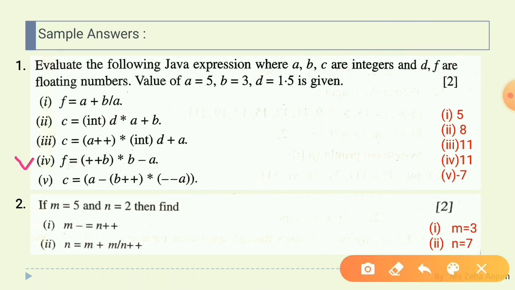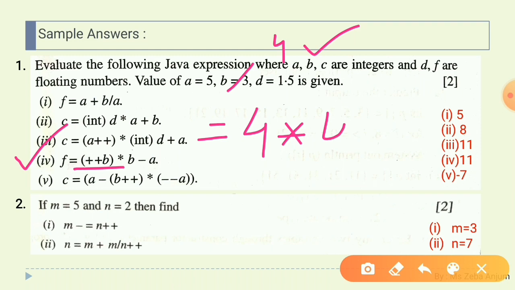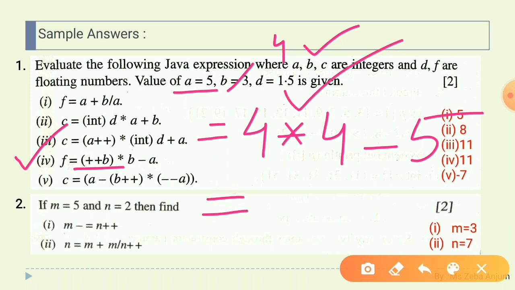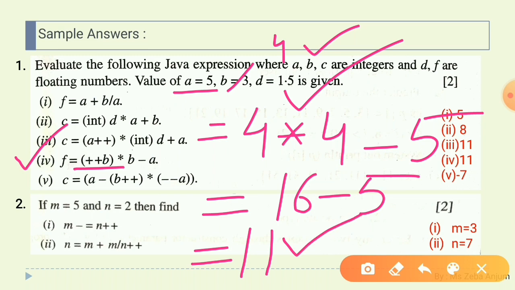Now move forward with your fourth answer, plus plus b, the pre-increment operator. The value of b was 3, now it becomes 4, and you write down 4 over here. Multiplied by, again the value of b, that is 4. So again we write down 4, minus a, the value of a was 5. Again this multiplication will take place first, so you will get 16 minus 5, and then you will get 11 as an answer.